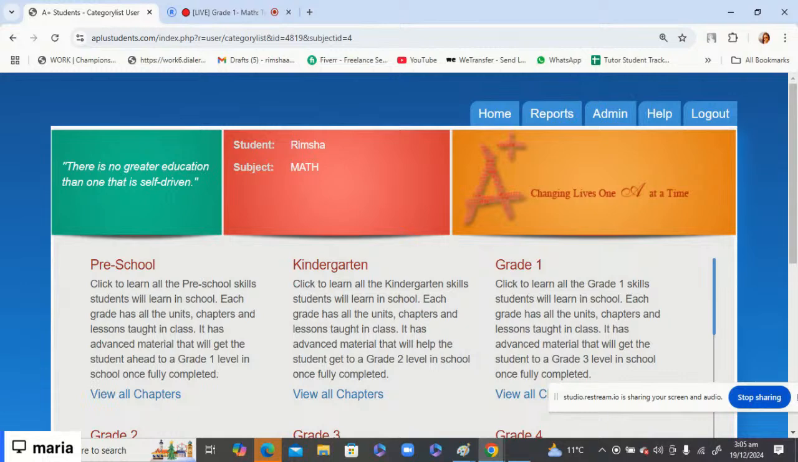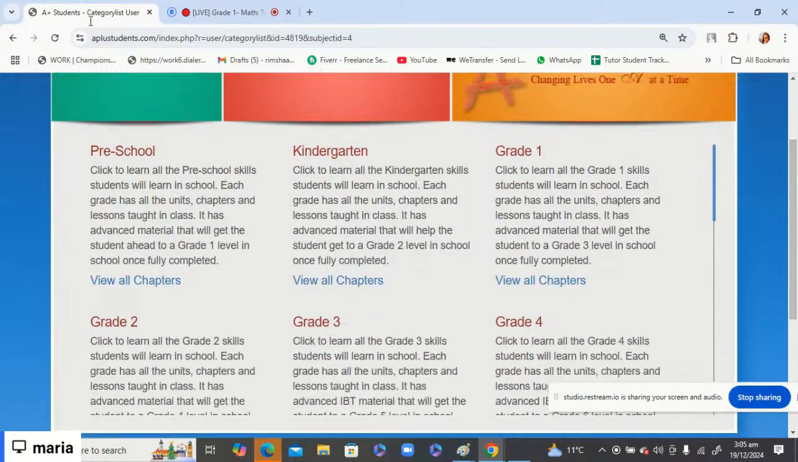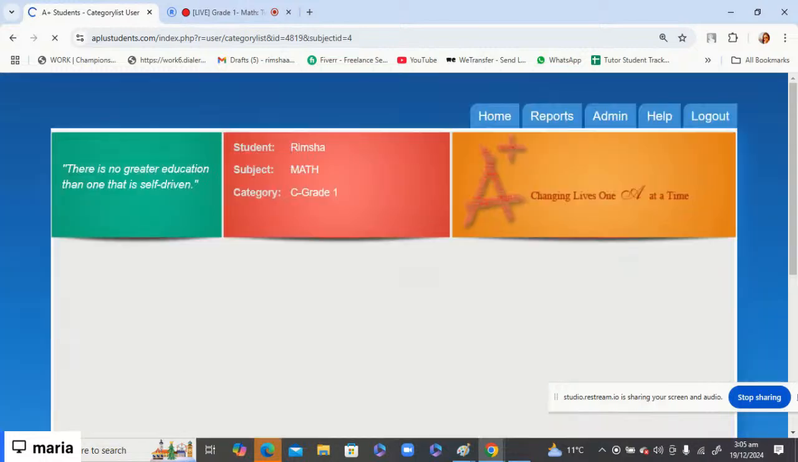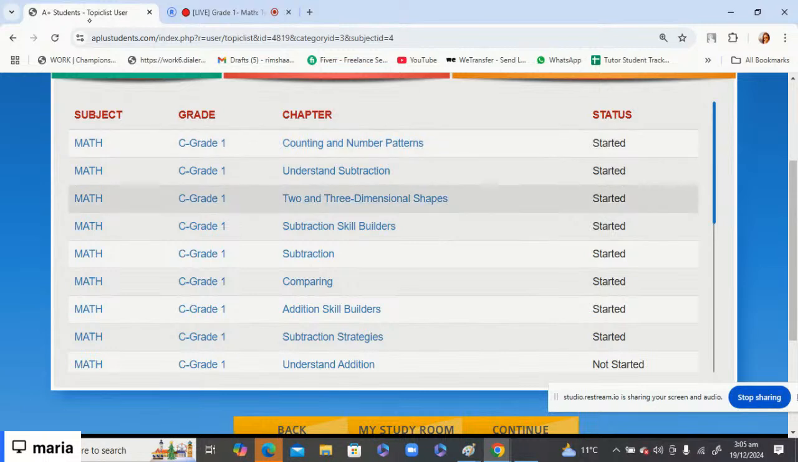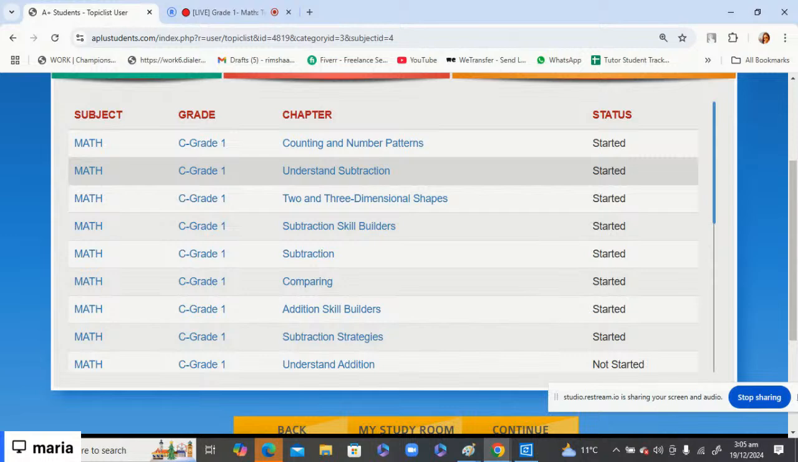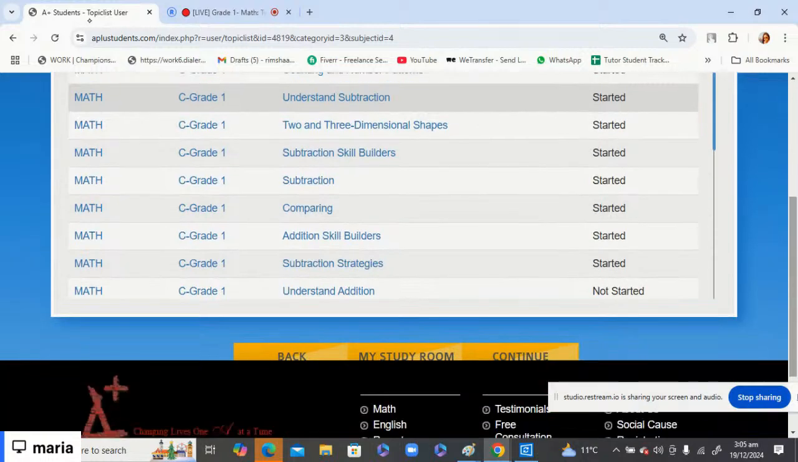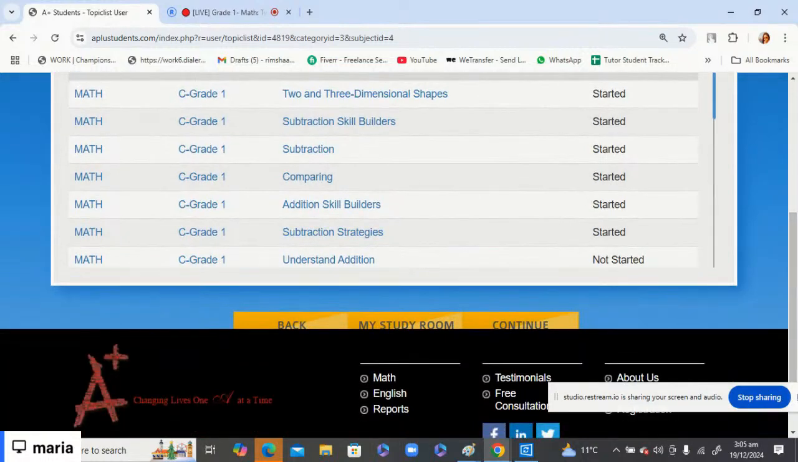Alright, then click here, the grade 1. So we are on the third chapter, 2 and 3 dimensional shapes. But for the second chapter, 2 lessons are left. First we cover that one, okay?